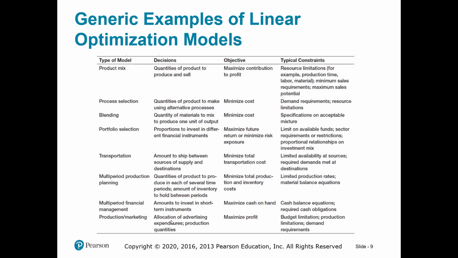And production in marketing. We may, for example, decide, we've got search engine advertising, social media advertising, traditional media advertising. How much do we spend on each of these in order to maximize profit, subject to budget limitations? And again, we might want a minimal amount on each of the categories, a minimal amount on social media, a minimal amount on SEO advertising, etc.